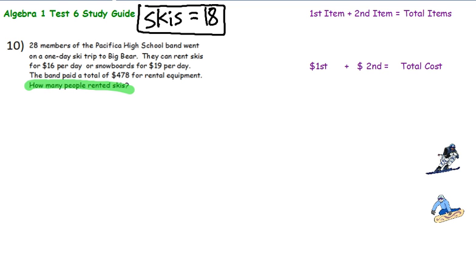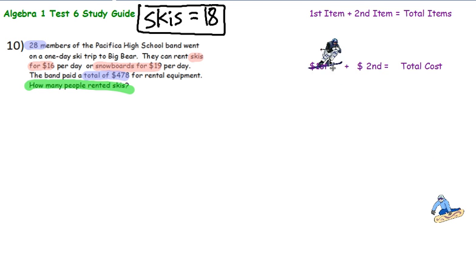All right, so again, I told you 2 different items. Now, the items may change a little bit depending upon what the story is. This particular one says that some people from the Pacifica High School Band are going to go to Big Bear. So it says that they can rent skis for 16, or you can rent a snowboard for 19. And what we know is there was a total of 28 people that go on this trip, and we paid a total of $478.